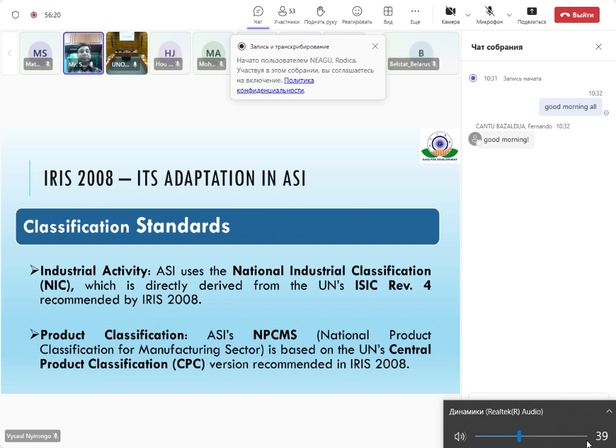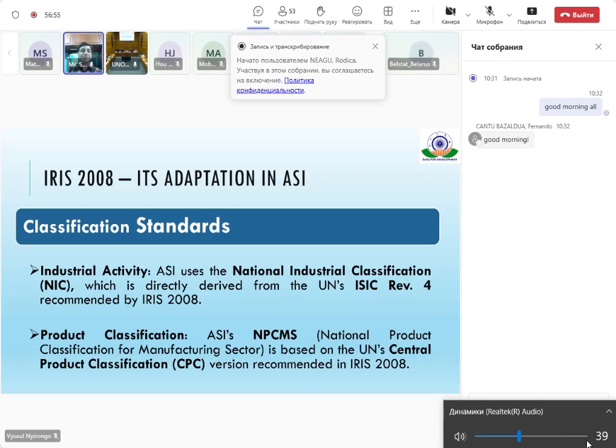Classification standards. We are using the National Industrial Classification, NIC, which is directly derived from the United Nations ISIC Revision 4, recommended by IRIS 2008. Next year onwards, we may shift to ISIC Revision 5. On that basis, in India also, the NIC has been updated to NIC 2025. We are going to use it from next year onwards. And the product classification is also in sync with the United Nations CPC version recommended in IRIS 2008.